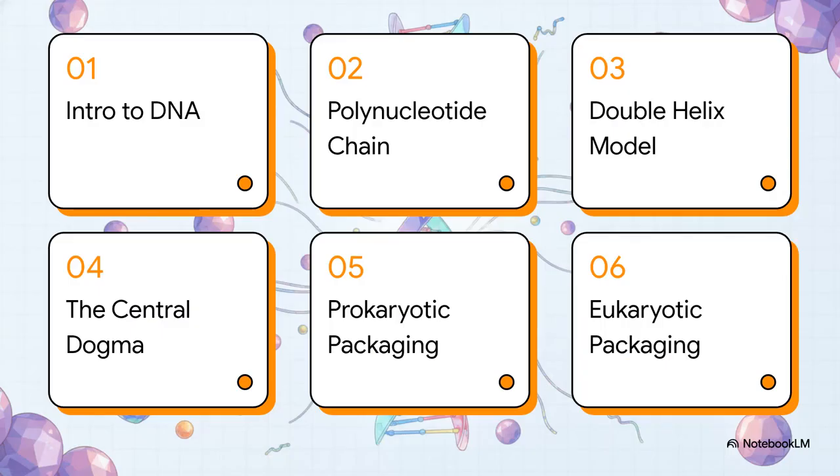Okay, let's dive into this. Here is our roadmap for mastering this section. We'll start with an introduction to DNA, map out the polynucleotide chain structure, explore the famous double helix model, break down the central dogma, and finally, look at how DNA is packaged in both prokaryotes and eukaryotes. I highly recommend using this exact structure to map out your own notes.